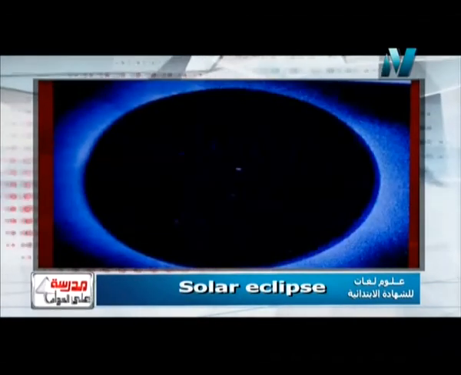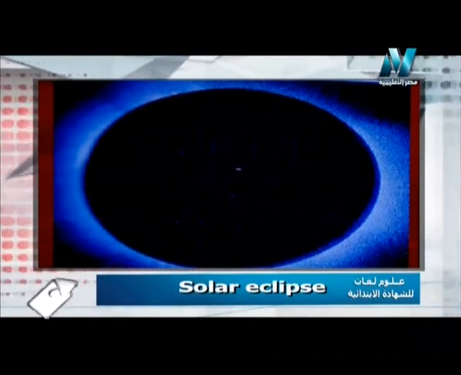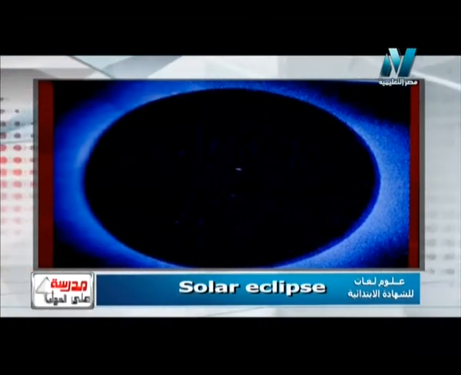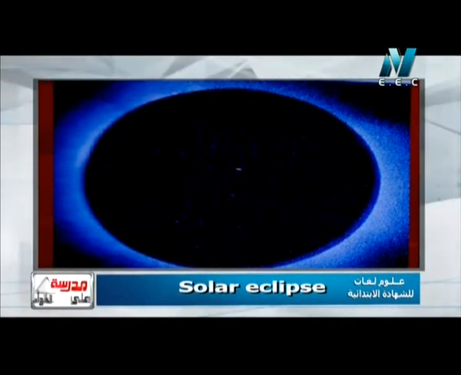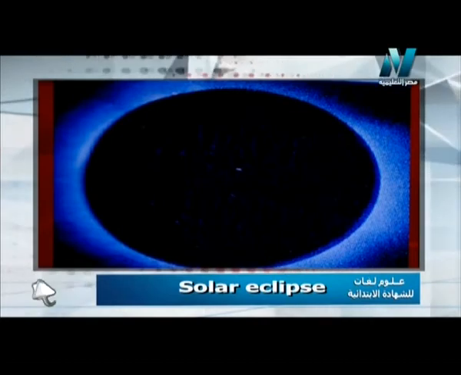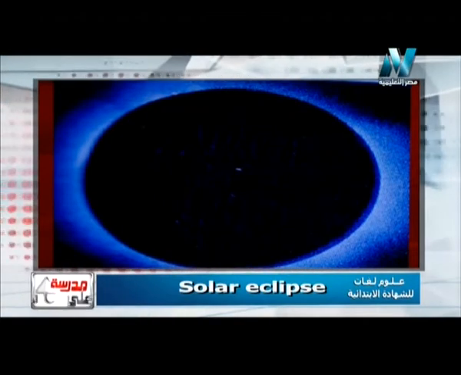What about the partial eclipse? I have here a picture for the total solar eclipse. Here I can't see the sun at all because it is covered by this black disk, which is the moon, which covers nearly all the sun, almost the whole size of the sun.